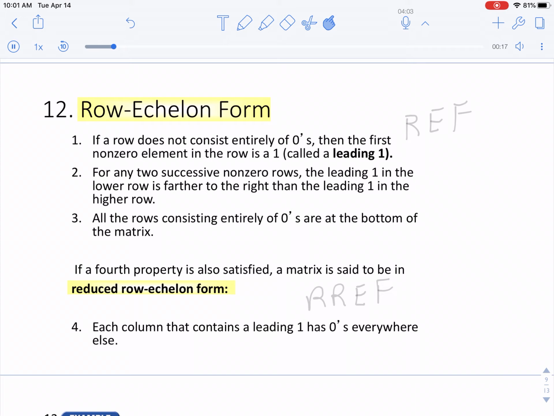What I will tell you is that row echelon form is abbreviated REF, all capitalized, whereas reduced row echelon form is RREF. Now let's go look at the difference between them in the next example.